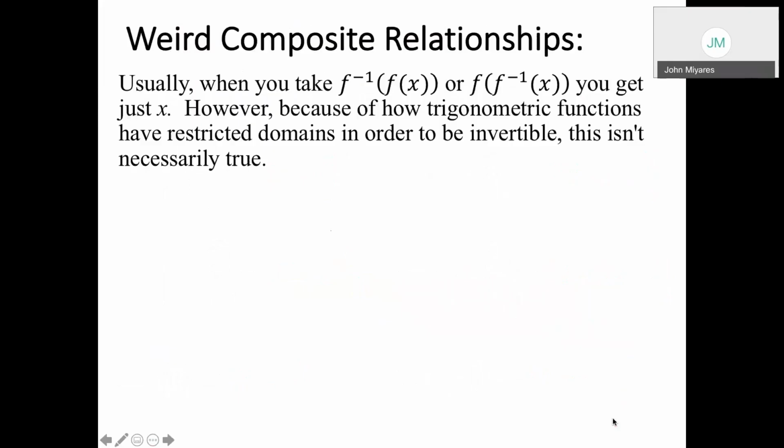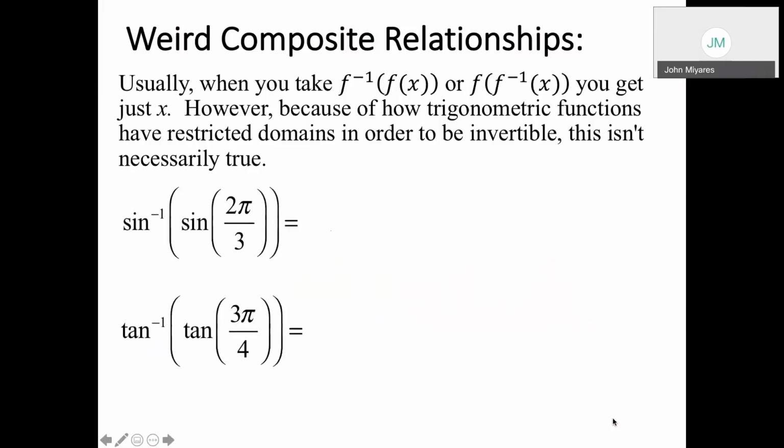Now we're going to look at a few unexpected results that you're going to have to pay attention to when combining f and f inverse when it comes to trigonometric functions. As we discussed at the beginning of the lesson, normally when you apply the inverse to the original function, everything cancels, you get what you started with. However, because of how trigonometric functions have highly restricted domains in order to be invertible, this isn't necessarily going to be true. Here's a couple of examples.